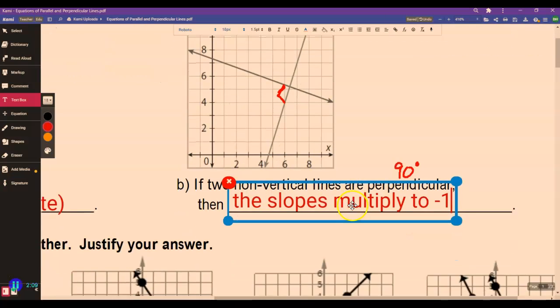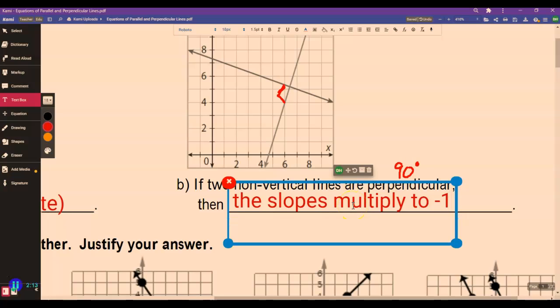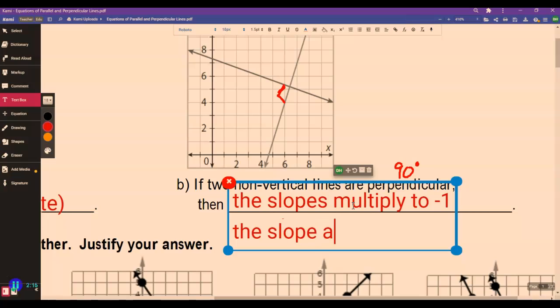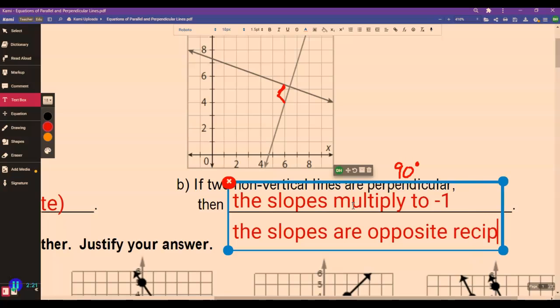Very mathematical. The more visual way of doing this is this. Then the slopes are opposite reciprocals. You might recall reciprocals means just to flip a fraction. Opposite means one's positive, one's negative. Either one of these definitions will give you that answer, okay?